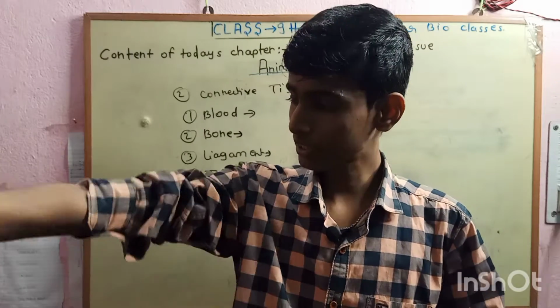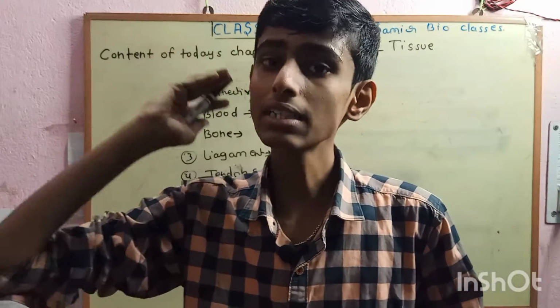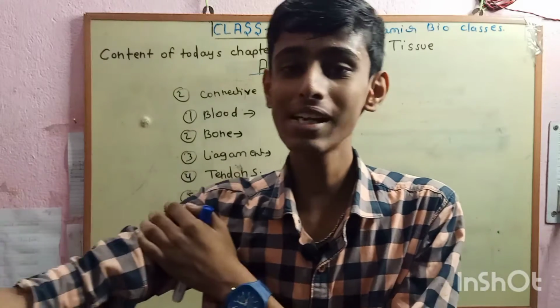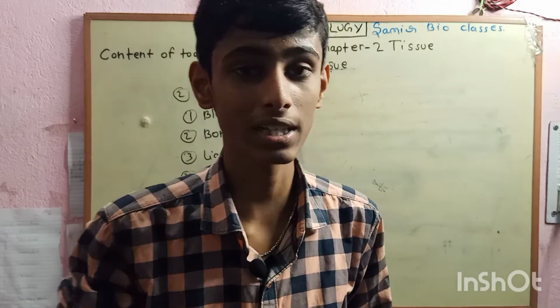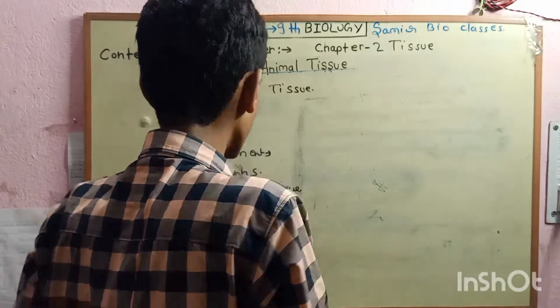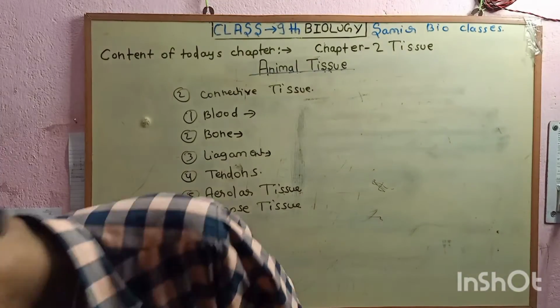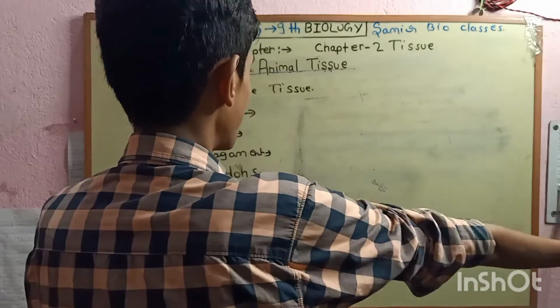If you move, what is responsible for your movement? Muscles are responsible, like when you move in a gym. How does it move? It moves due to the muscular tissue present in your body. So the third one is muscular tissue.